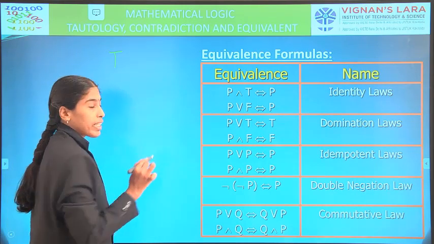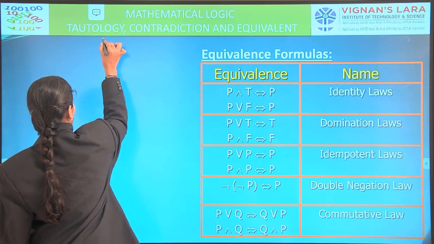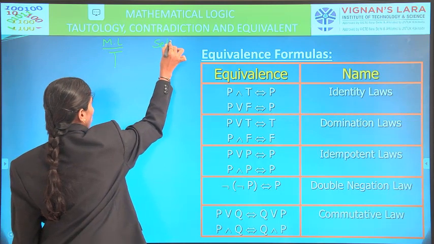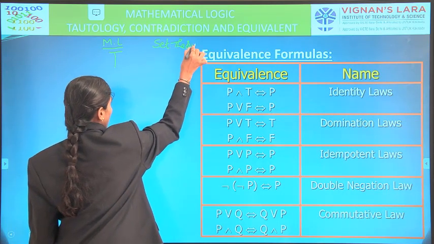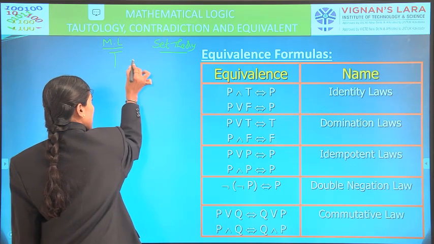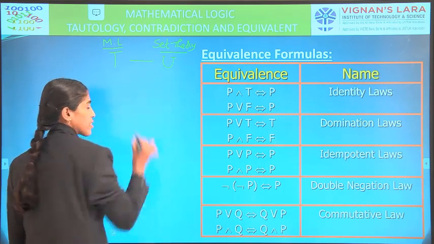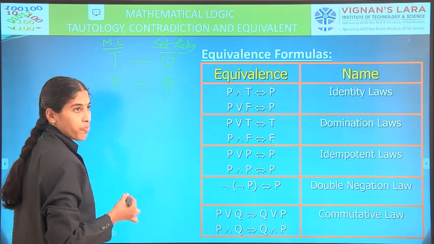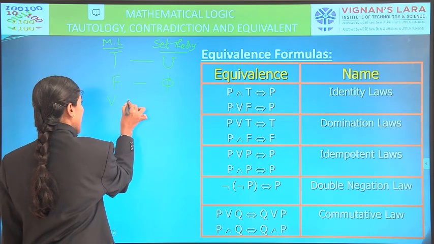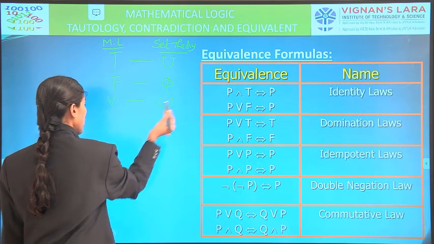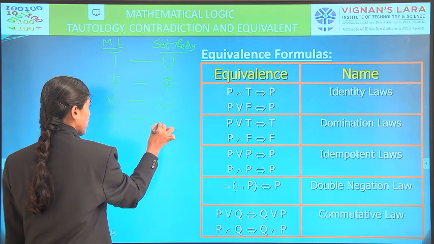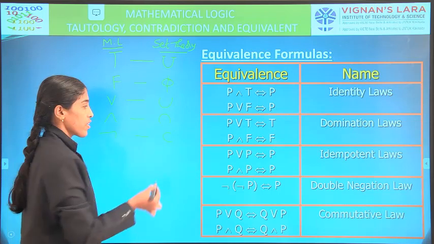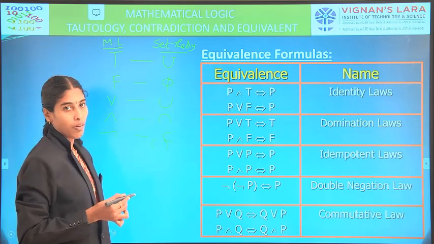Here, in mathematical logic, in intermediate you already know the properties of set theory. There, T is acting like the universal set U, false is treated as the empty set phi, right? So OR is acting like union, AND is acting like intersection, negation is acting like complement of a set, right?